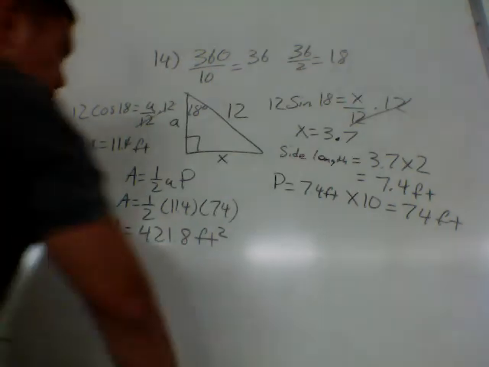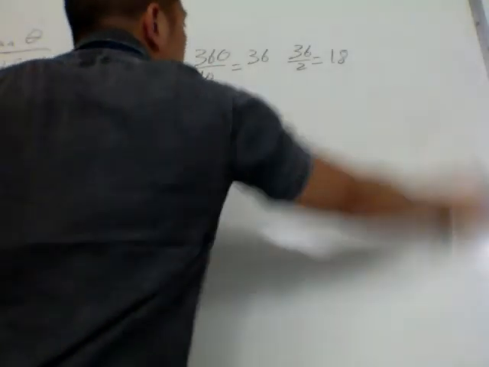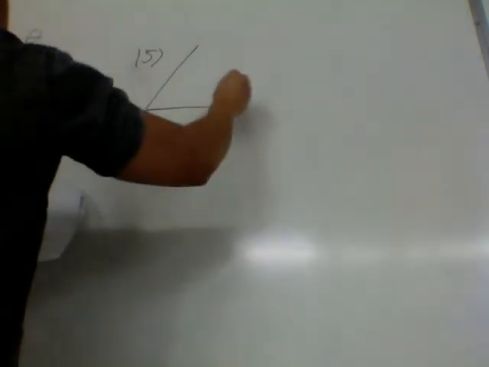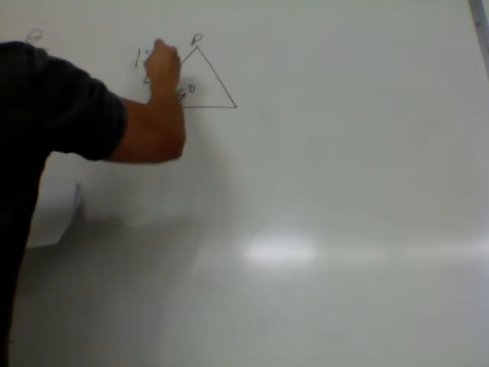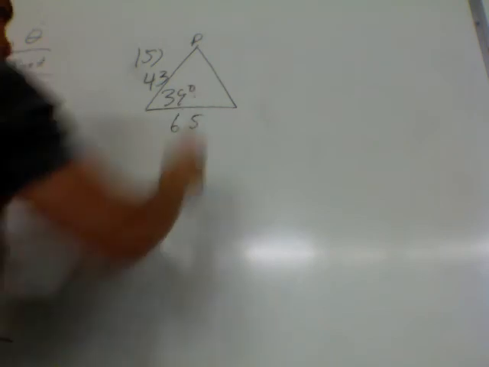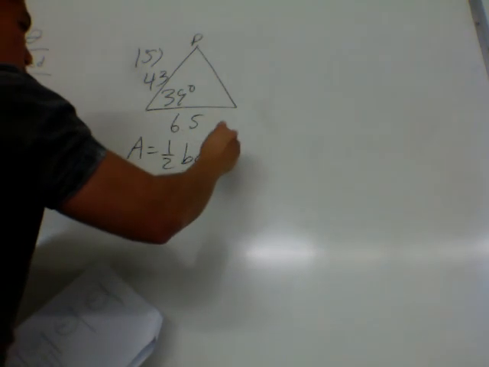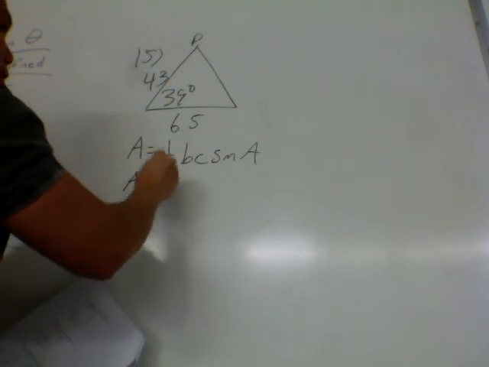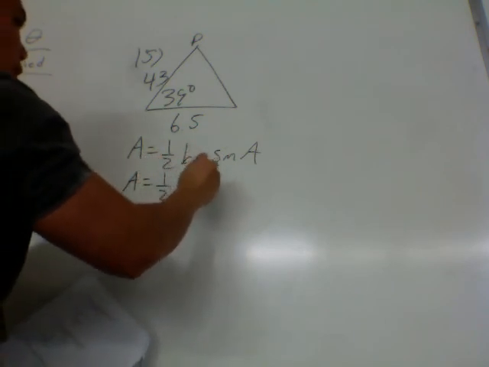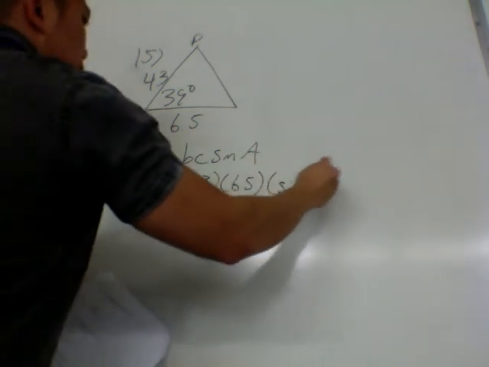Okay. So number 15 I did in class. 15 and 16 are pretty straightforward on how to do them. So for number 15, if you have a triangle, and this is 39 degrees, this is 4.3, and this is 6.5. I just use the formula. Area is equal to 1/2 BC sine A. So B and C represent your sides, A represents your angle. Area is equal to 1/2 times 4.3 times 6.5 times sine of 39.